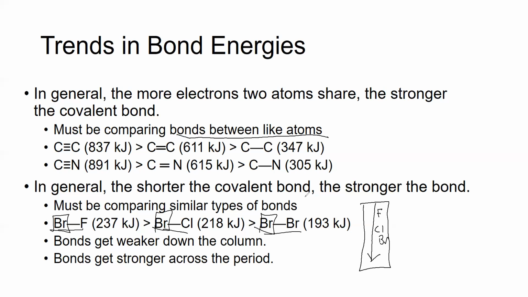And as you go across the period, they'll get stronger. So stronger as you go left to right, weaker as you go down the column. So that's our trend for bond strengths. One, the type of bond determines the strength. Two, what atoms are part of the bond also determine the strength.